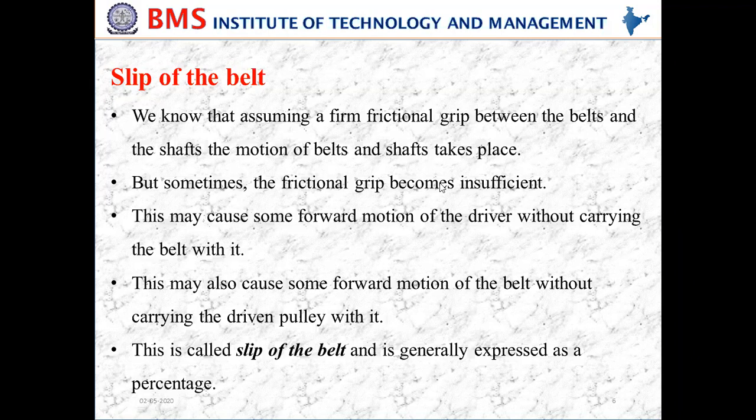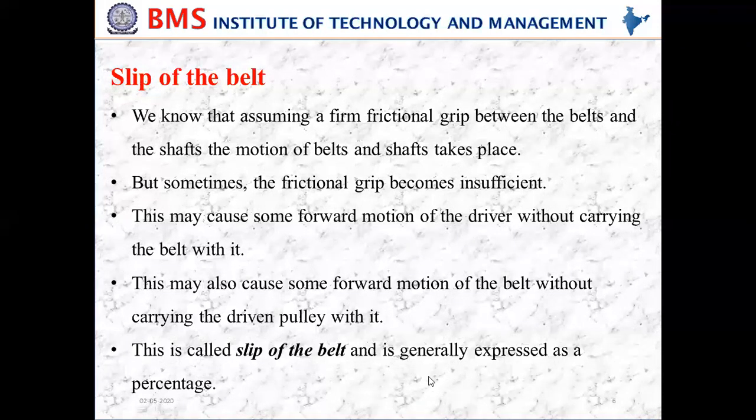Assuming a frictional grip between the belt and shaft, the motion of the belt and shaft takes place. But sometimes the frictional grip becomes insufficient. So it will not be sufficient to pull the belt and transmit it to the delivery side. This may cause some forward motion of the driver without carrying the belt, meaning the belt is slipping on the surface of the driver pulley. This may also cause some forward motion of the belt without carrying the driving pulley with it. This is called the slip of the belt.